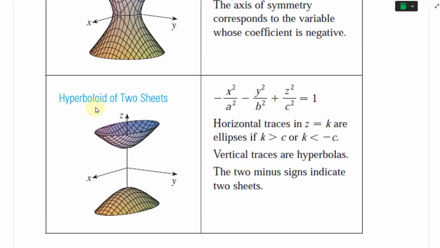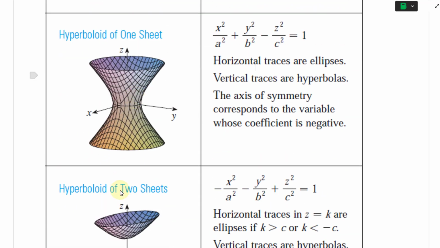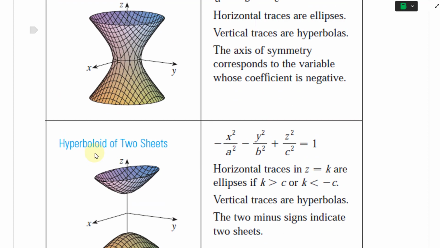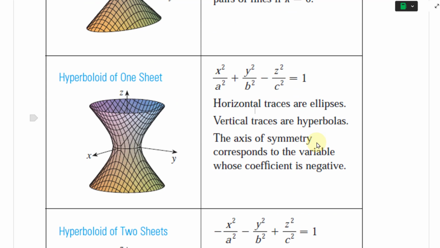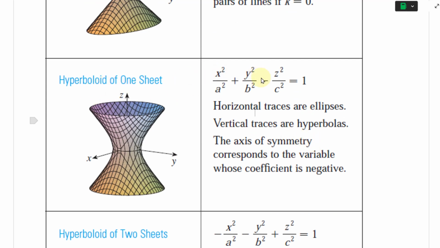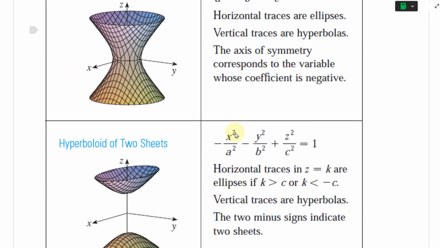Now here's an interesting one, this is a hyperboloid of two sheets, this is 1, this is 2. And this hyperboloid of two sheets, this equation is negative x squared over a squared minus y squared over b squared plus z squared over c squared equals 1. Compare that with the one sheet one. This one has basically 2 positives and 1 negative. This one has 2 negatives and 1 positive, so that's interesting.